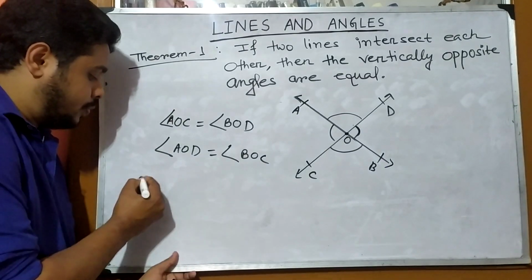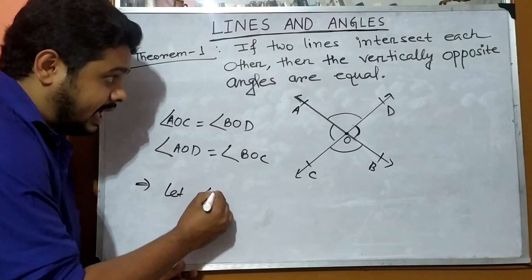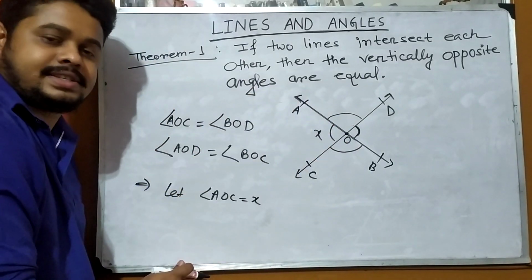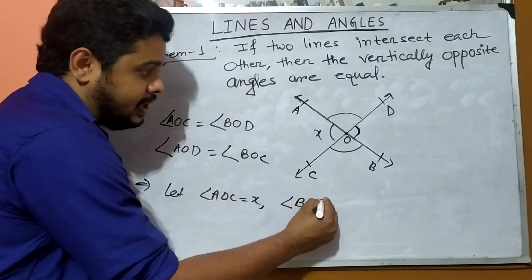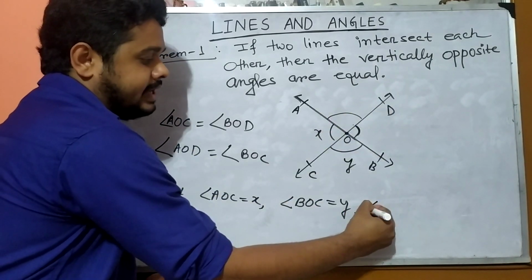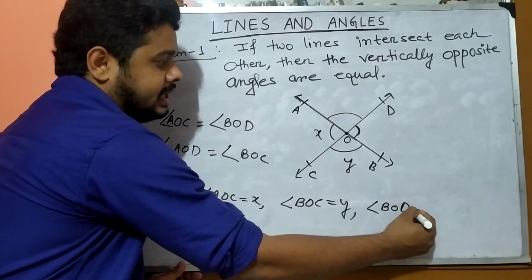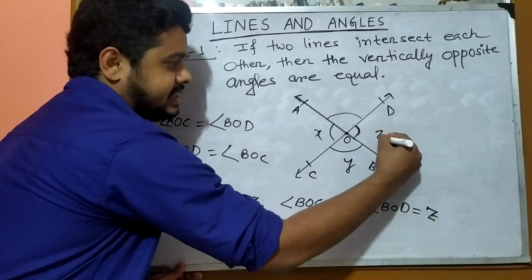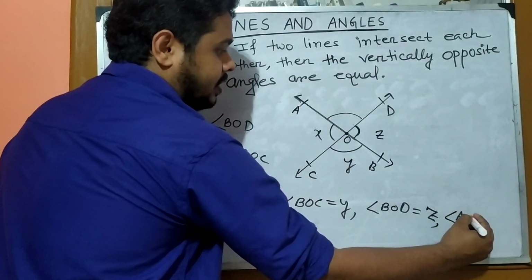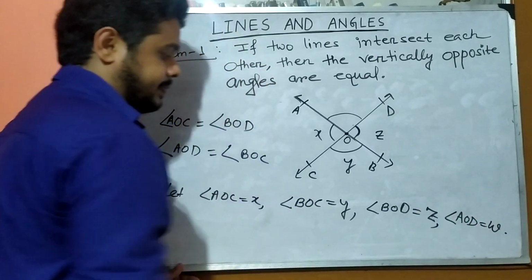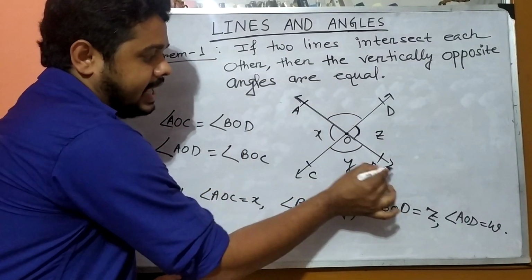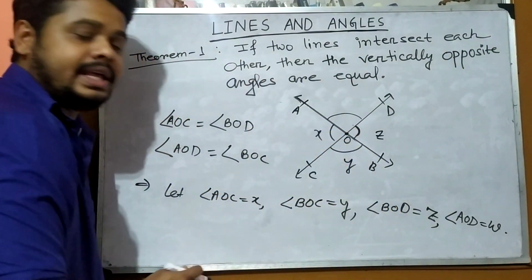Now, to prove this, let angle AOC equal X. Suppose this one is X. And angle BOC equals Y. This one is Y. And let angle BOD equal Z. Suppose this one is Z. And angle AOD equals W, say.